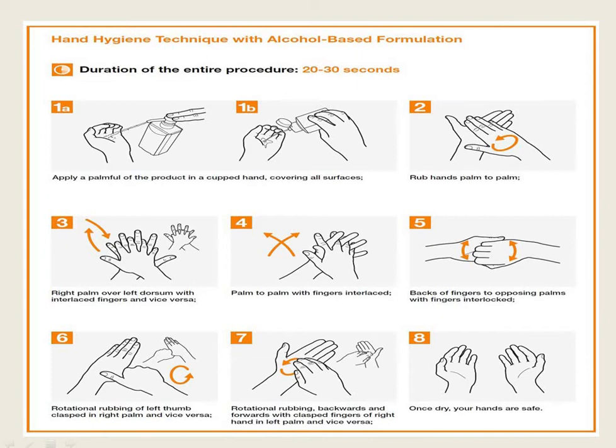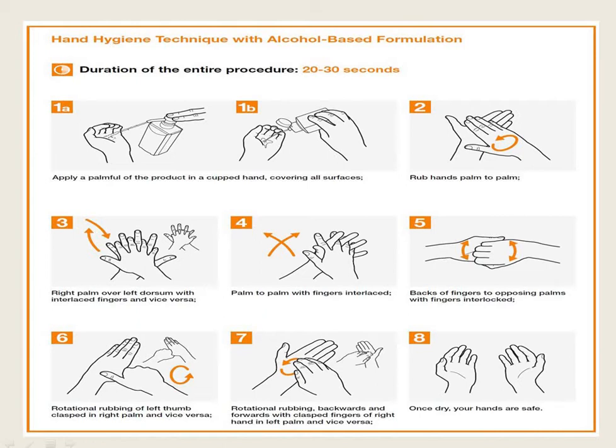So as we see, the hand hygiene technique with alcohol based formulation takes only 30 seconds. Within 30 seconds we apply the product to the cupped hand, covering all the surfaces. Then we rub the hands palm to palm. After that, right palm over left dorsum with interlaced fingers and vice versa, so that the dorsum is also clean. Then palm to palm with fingers interlaced. Then backs of fingers to opposing palms with fingers interlocked.